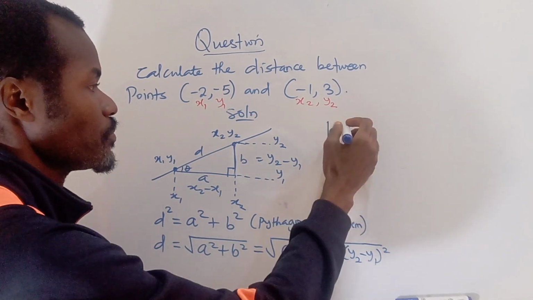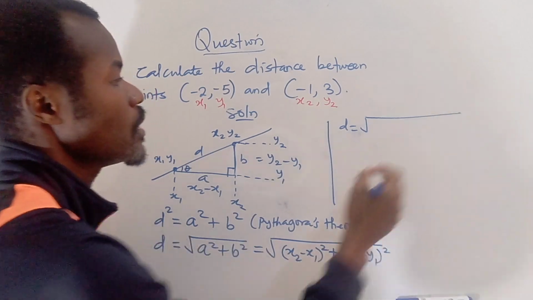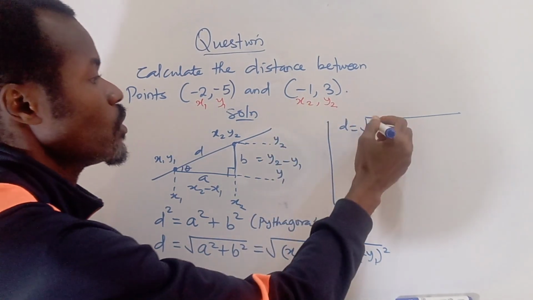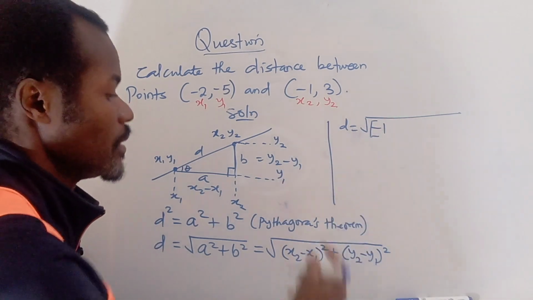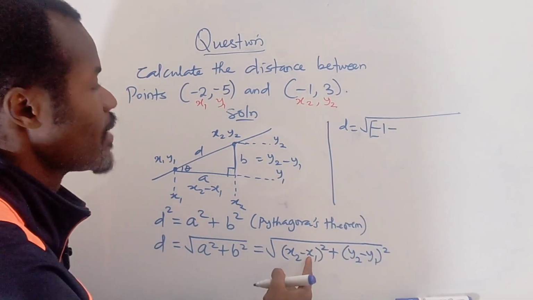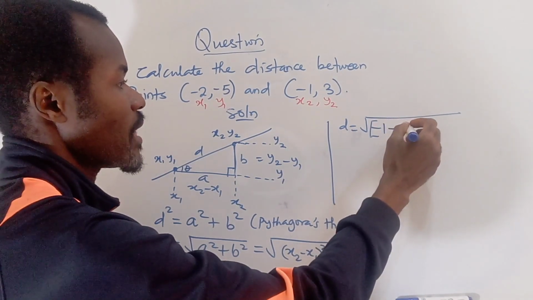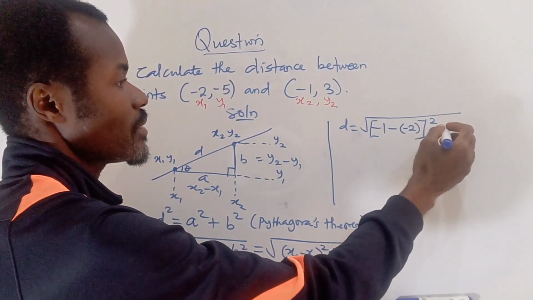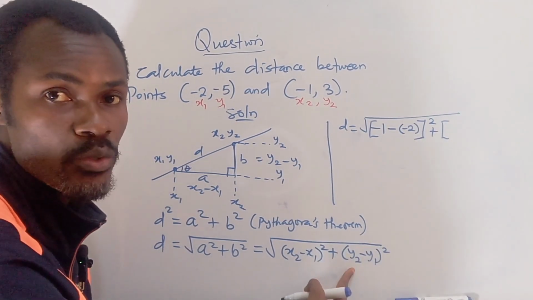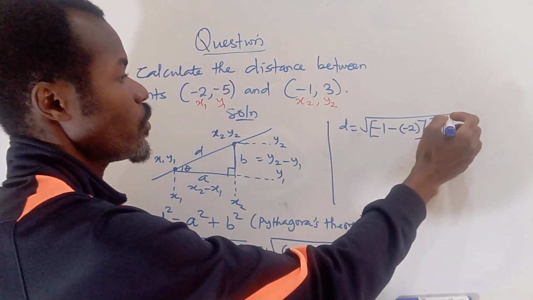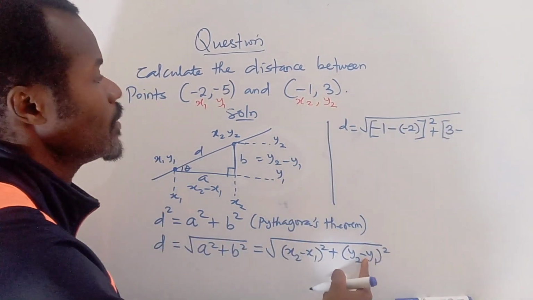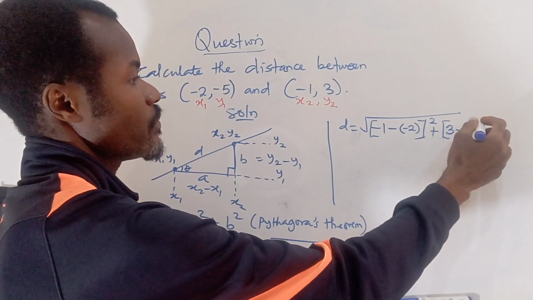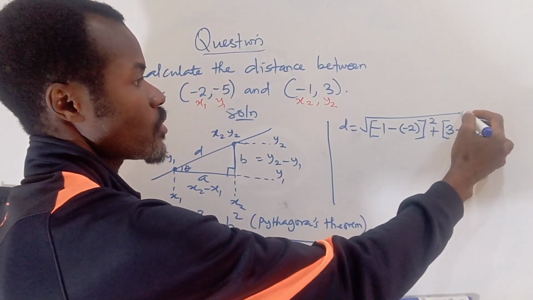Our distance is going to be the square root of. So what is my x2? Our x2 is minus 1, so I have minus 1. Minus, so what is our x1? x1 is minus 2, so we have minus 2, all in brackets squared, plus. Now what is our y2? Our y2 is 3, so we have 3, minus. Our y1 is minus 5, so we are going to put minus 5. So all that in bracket squared.